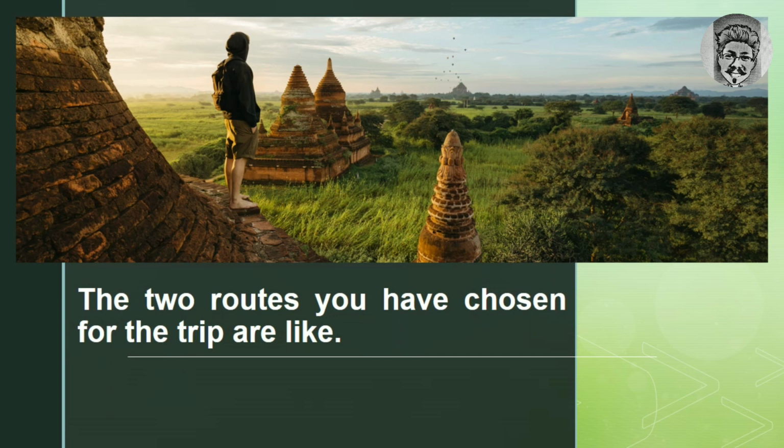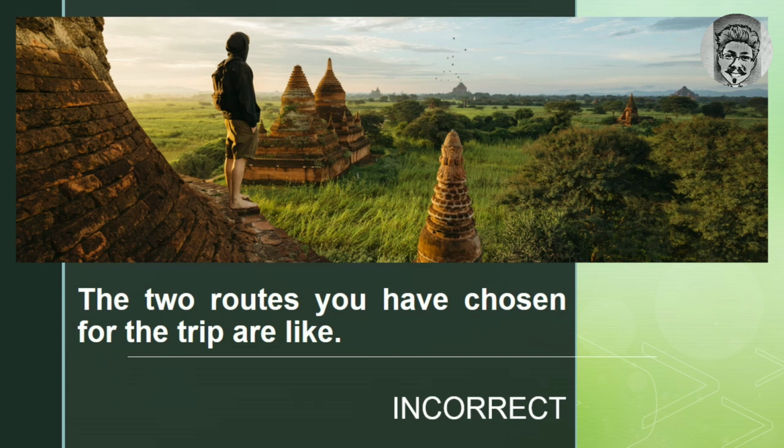Number 1, the 2 routes you have chosen for the trip are like. Is it correct or incorrect? What do you think? If you analyze this sentence very carefully, you know that this is incorrect. Kalimat ini salah karena penggunaan like. This sentence uses, we can see, are. So the next element must be an adjective. Kalimat ini harusnya memakai kata sifat setelah are.